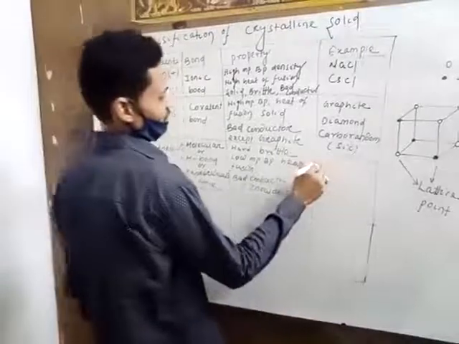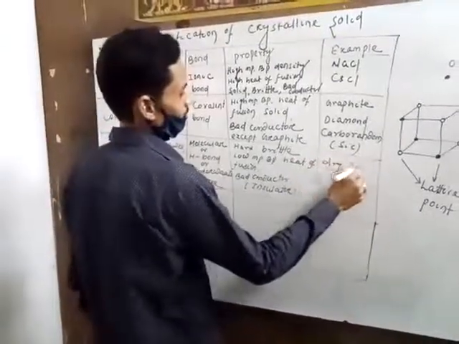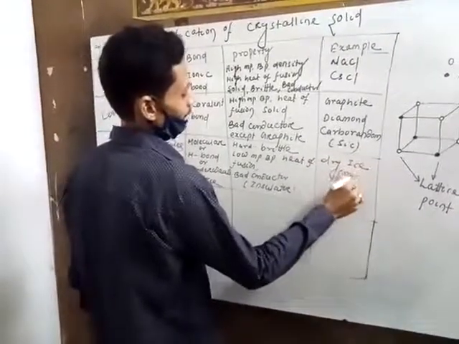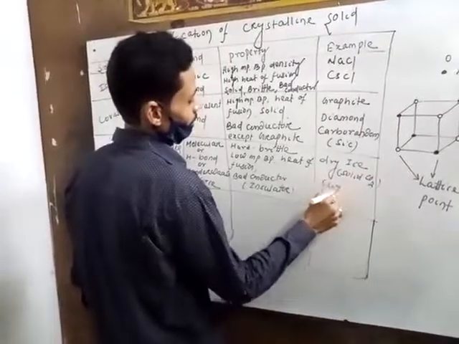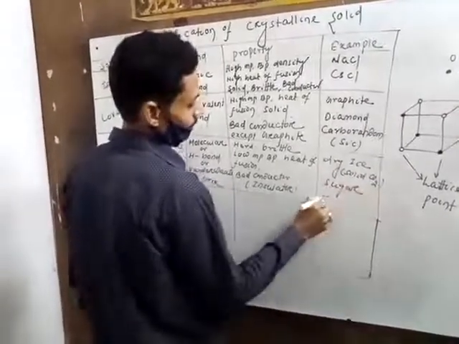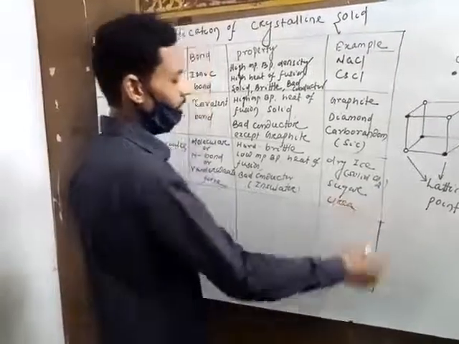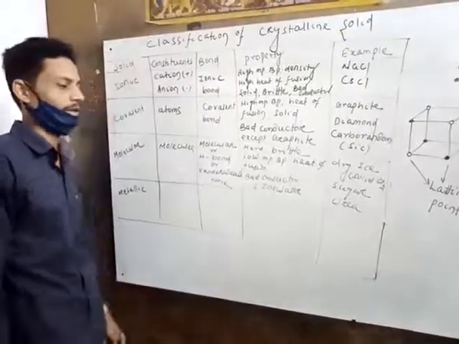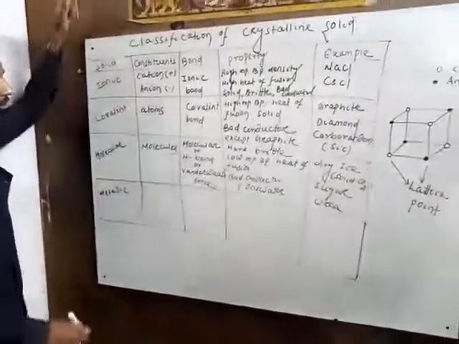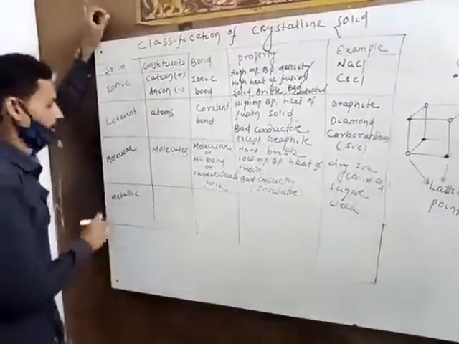Example: dry ice. Dry ice means solid carbon dioxide, sugar, urea. These are non-electrolytes. They do not conduct electricity in aqueous solution or fluid state, so these are insulators.